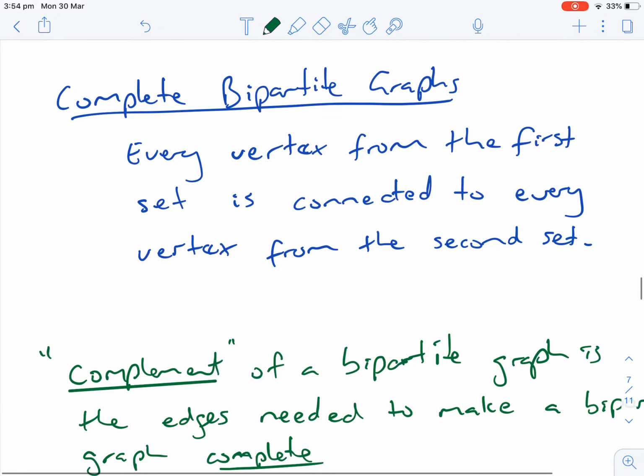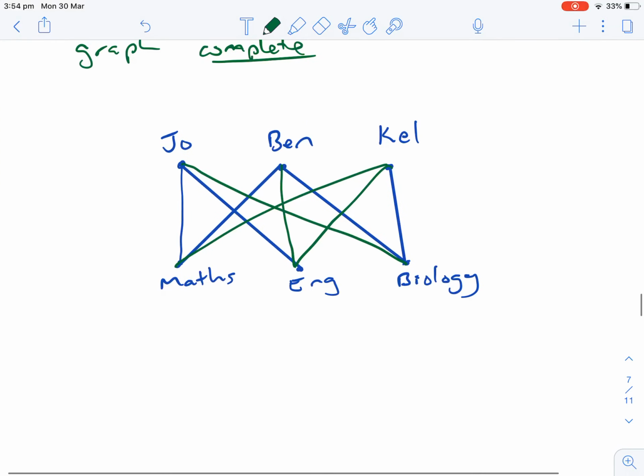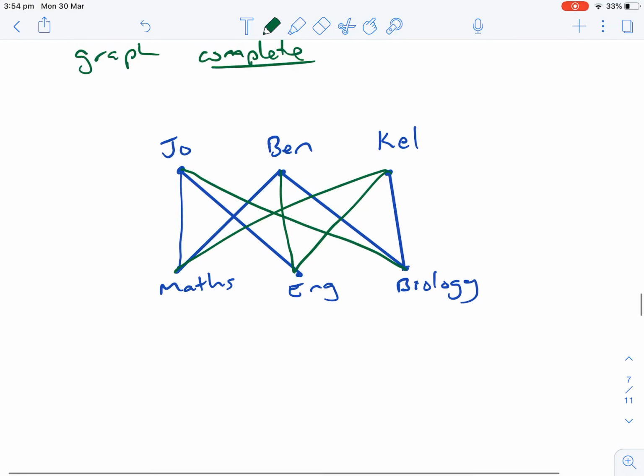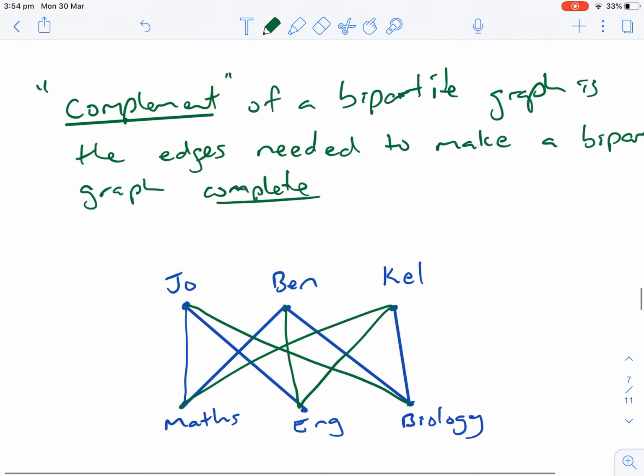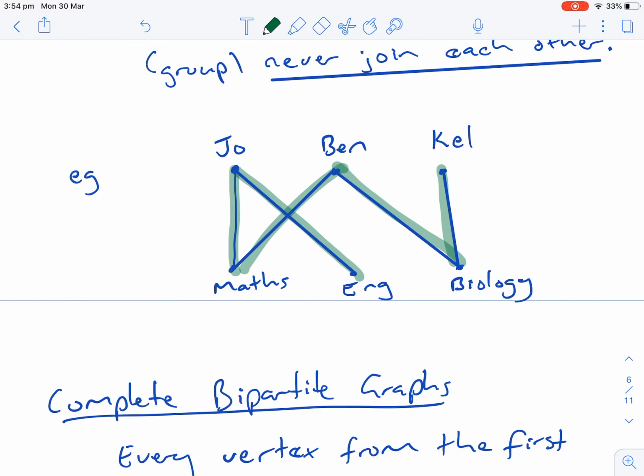Okay, so we were just finishing bipartite graphs in the previous section. They are graphs where every vertex from one set is connected to every vertex in another set, but vertices within a set don't connect to each other. And so typically our graph winds up looking like this. This was an example of a complete bipartite graph, or here we'd have an incomplete bipartite graph.